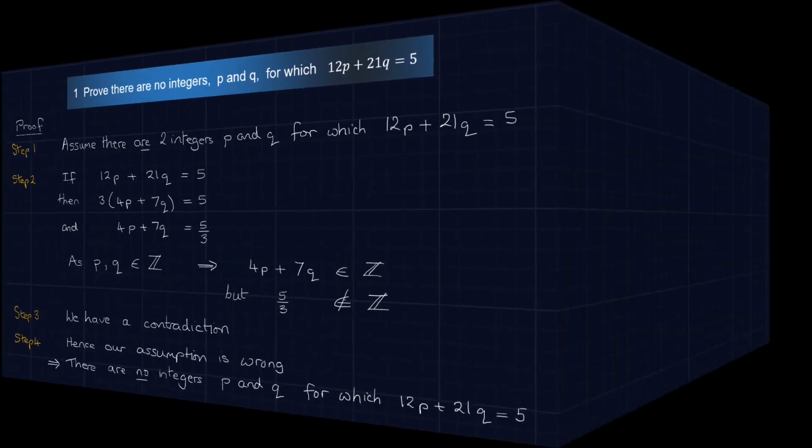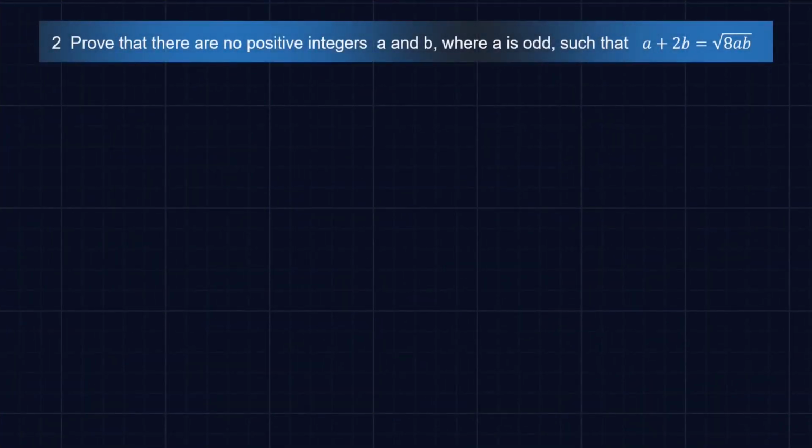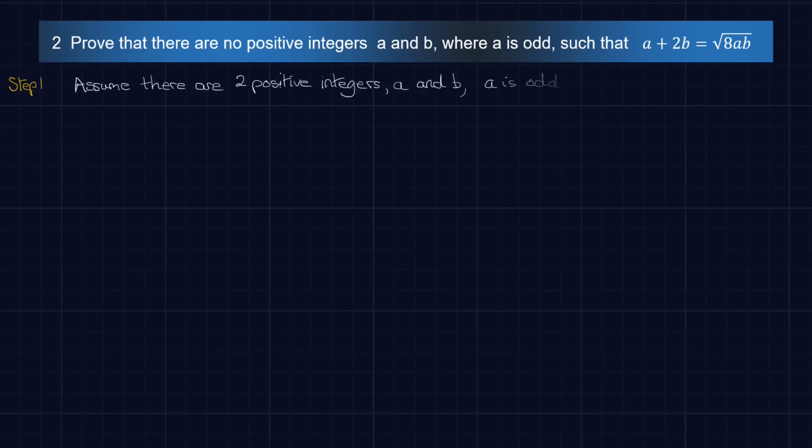Here's our second question. Prove there are no positive integers a and b, where a is odd, such that a plus 2b equals the square root of 8ab. Step 1, assume the opposite, that there are 2 positive integers a and b, where a is odd, such that a plus 2b equals the square root of 8ab. Step 2, we begin with our equation.